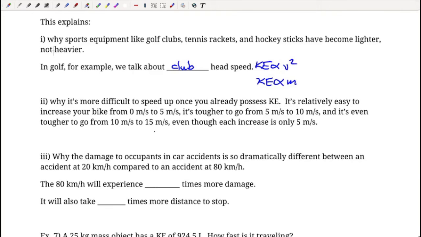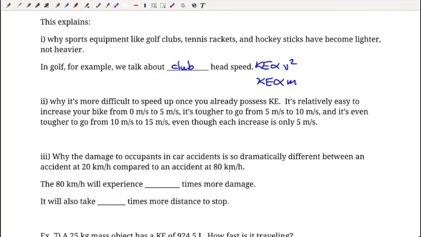So it requires a whole lot more energy to get there because of that velocity squared. And it also explains why the damage to occupants in car accidents is so dramatically different between an accident at 20 kilometers per hour compared to an accident at 80 kilometers per hour.